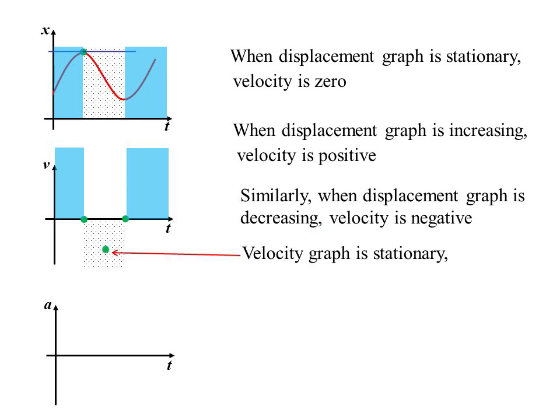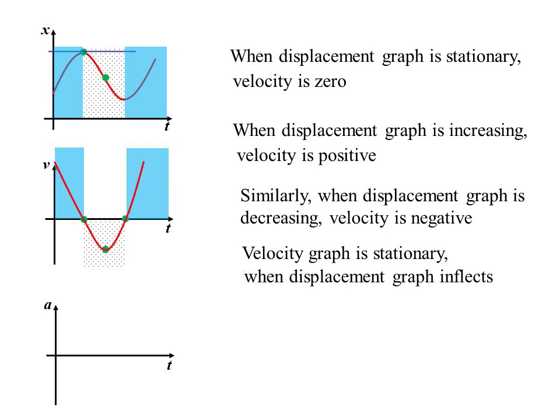When is the velocity graph stationary? It's going to be there. What am I looking for? It's actually when my displacement graph inflects. Inflects is basically when the curve twists, if you like, changes its concavity. So that's roundabout here. Now I don't know exactly the value of it, but I do know it's negative. I'll just place it down here somewhere. Then we get something like that.